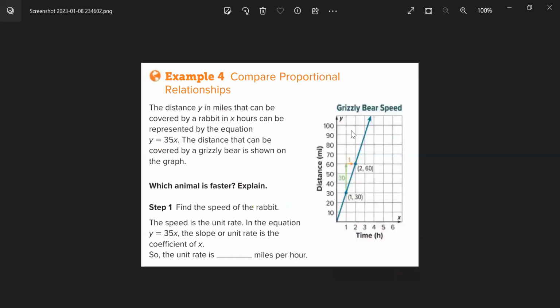In example number 4, it says compare proportional relationships. The distance in miles covered by a rabbit in x number of hours can be represented by the equation y equals 35x. The distance covered by a grizzly bear is shown in the graph. Which animal is faster? Explain.